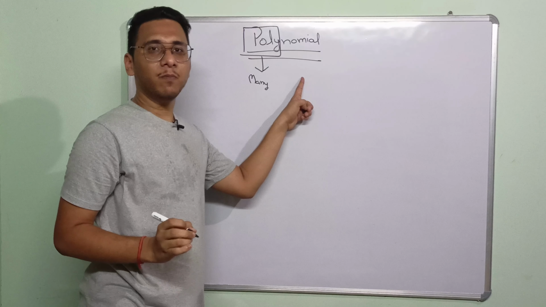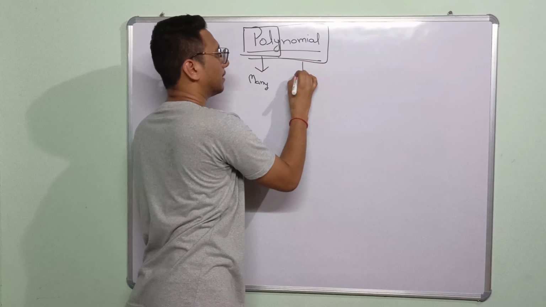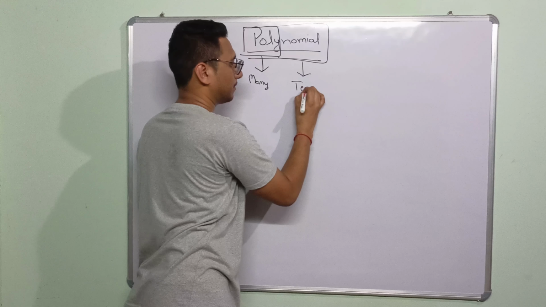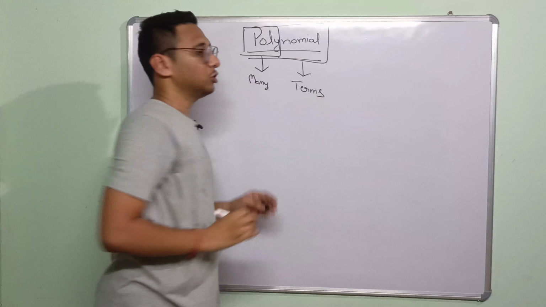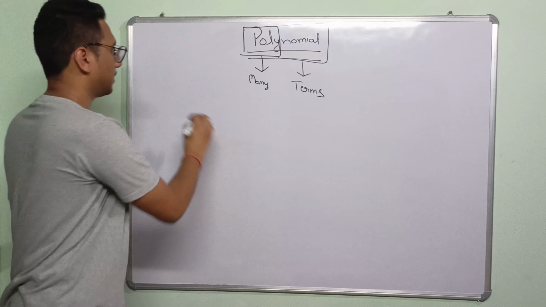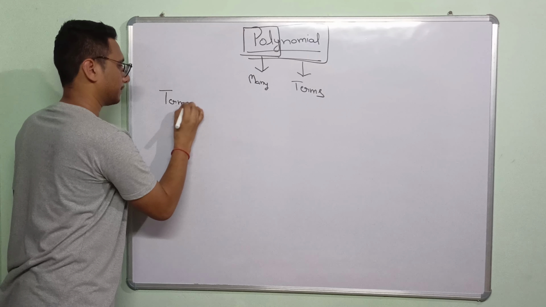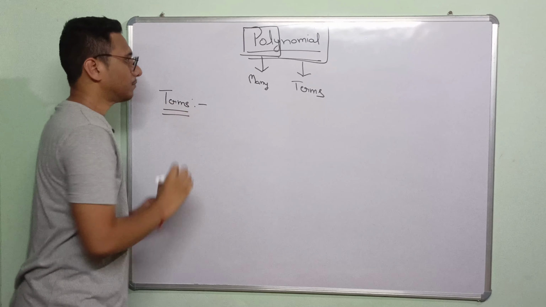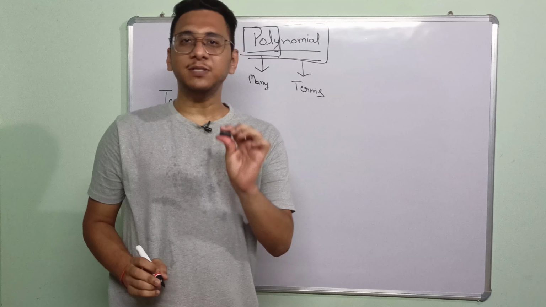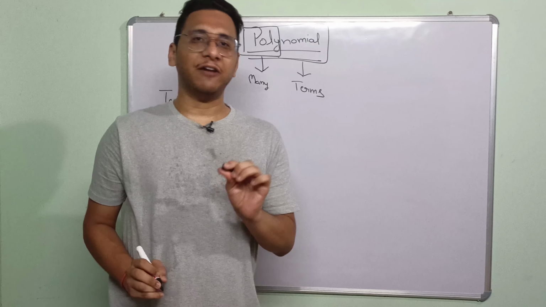and the second term nomial means terms. So now we are going to understand what is terms. See, terms is something which consists of variable and coefficients.